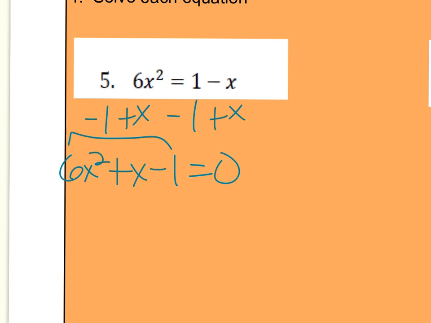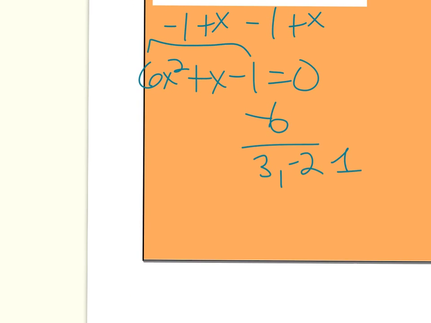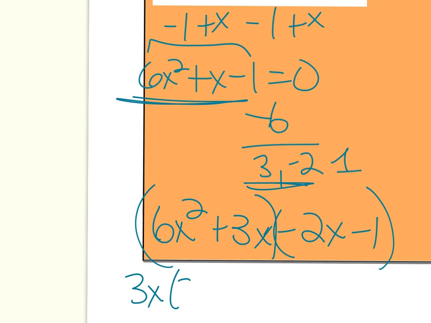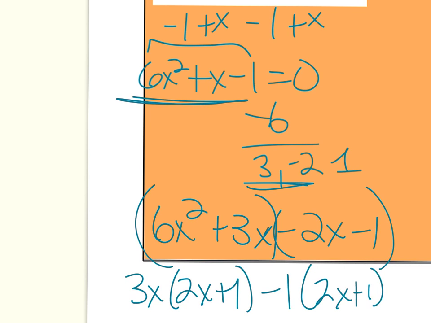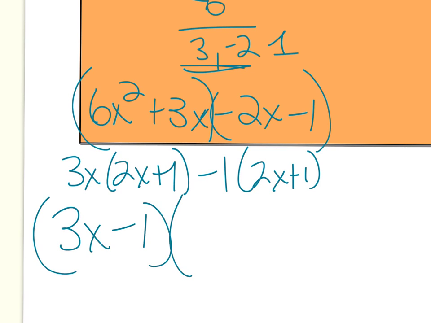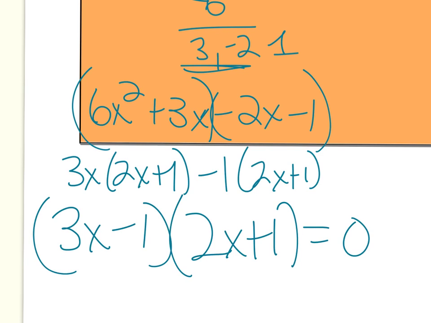So now here's where I got to get a little fancy. What multiplies to negative 6, but it's going to give me a positive 1 for an answer? Well, I'm hoping 3 and negative 2 jump out at you. So this is where you've got to rewrite this using 3 and negative 2. So I'm going to rewrite this as 6x squared plus 3x minus 2x minus 1. So parenthesis, parenthesis, parenthesis, parenthesis. So I'm going to go 3x, 2x plus 1. Here I'm going to pull out a negative 1, 2x plus 1. So I'm going to have 3x minus 1, 2x plus 1 equals 0.